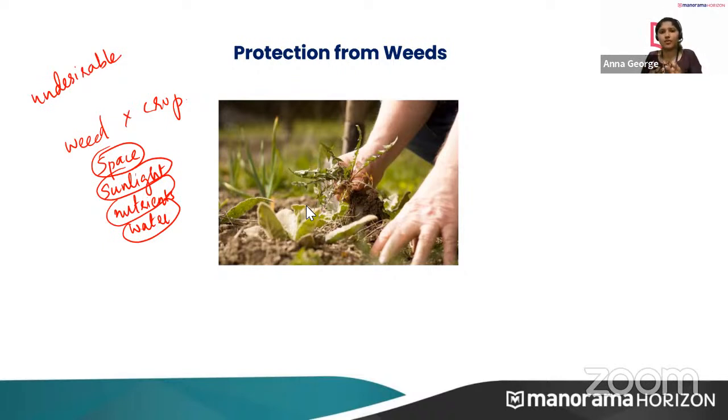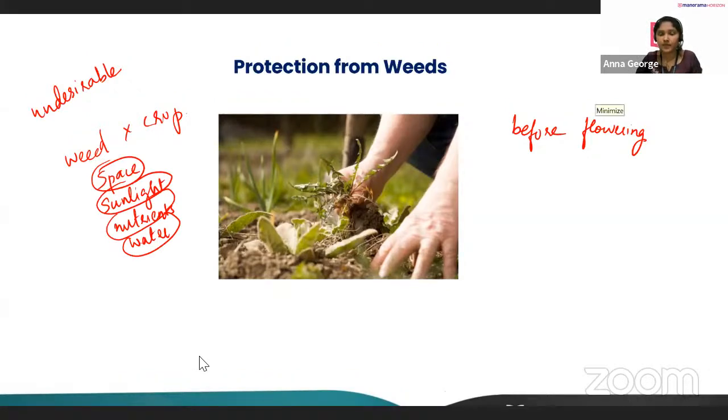And what is the best time for removing these weeds? Just before flowering or production of seeds. Why before flowering? Because we know that the weeds also flower, the weeds also produce seeds. This will result in another generation of weeds. The weeds won't get over, they will continuously grow. So in order to avoid that, these weeds should be plucked, or removed, before flowering. Is it clear, everyone?